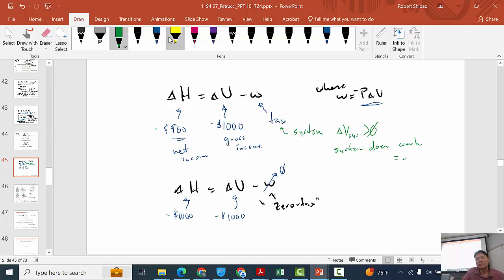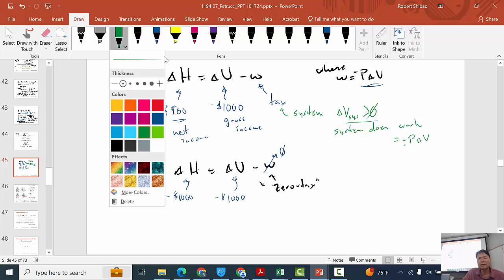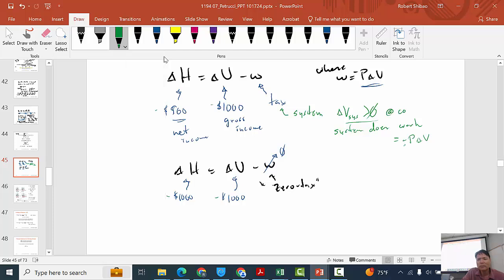As you recall, work is minus P delta V. And if delta V is positive, then the work would be negative. A negative times a negative gives us positive, cutting it down here. In this case, if we have 0 tax, then this is at constant pressure. So delta V of the system at constant pressure is 0. We didn't have to expand or contract the volume to maintain constant pressure here.